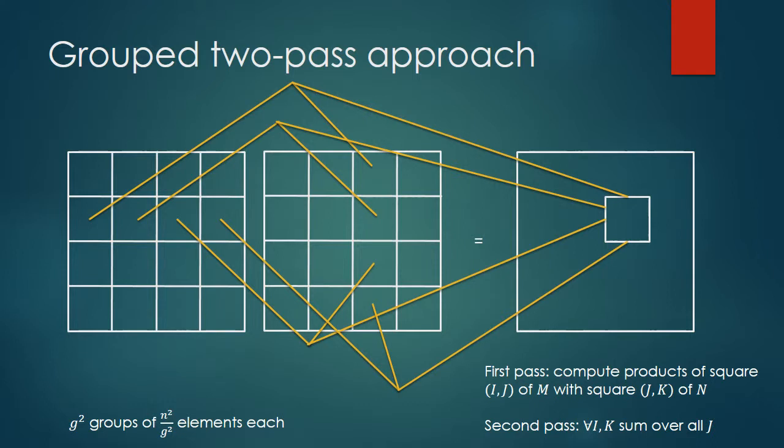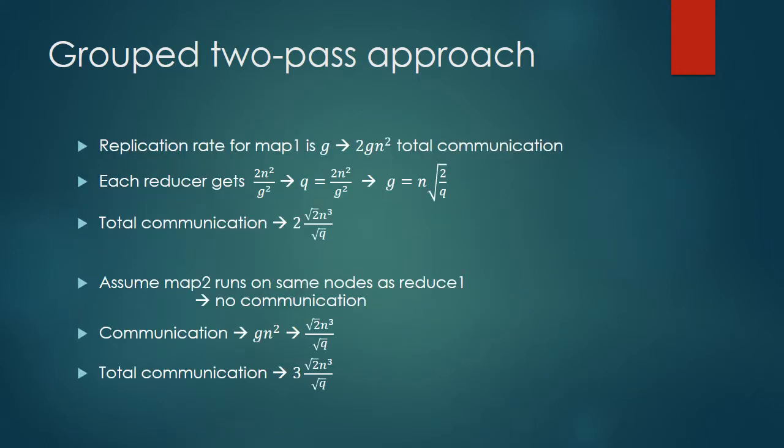We're going to have g square groups of n square over g square elements each, right? When we considered the one-pass algorithm, we were only reducing the groups in one dimension. Remember there we had 2n square over g. Here we're going to have 2n square g square over g square, okay? So that's sort of the case where we are going to get some reduction.